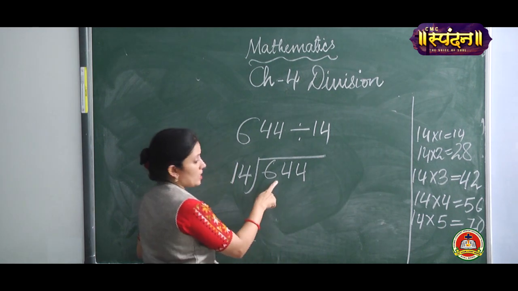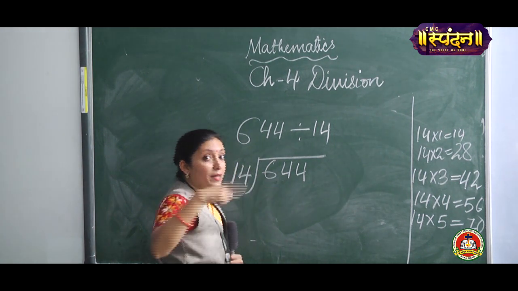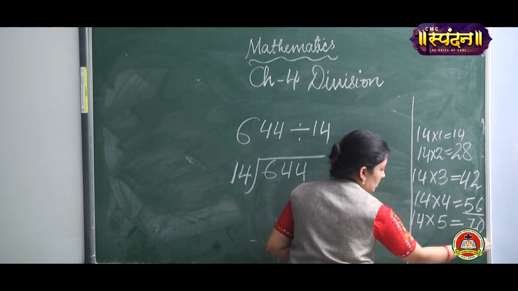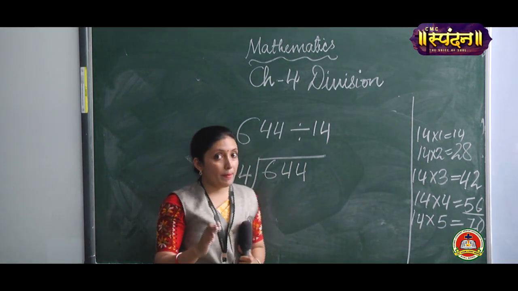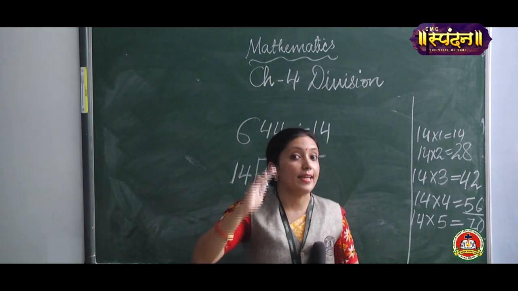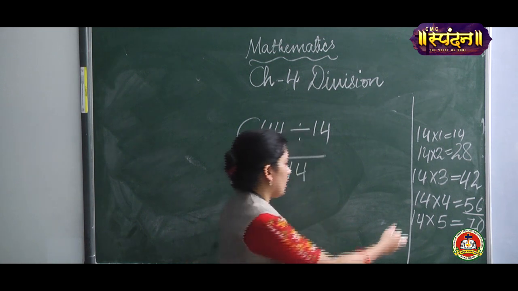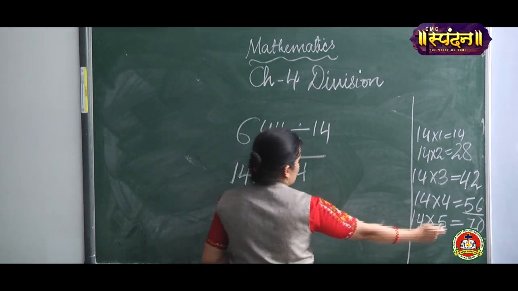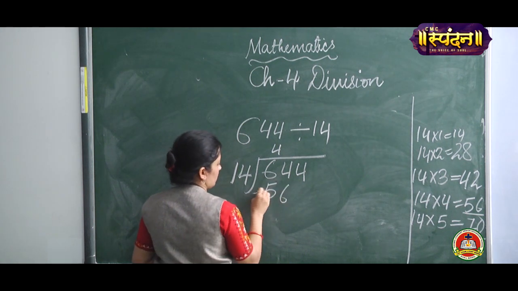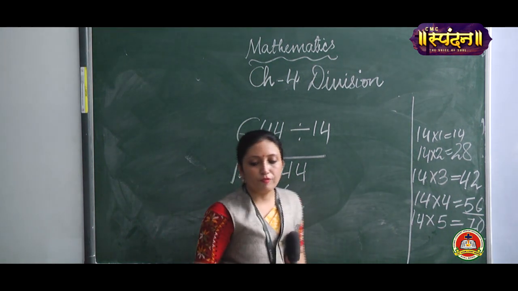Now I see 64 is coming. So what number should I take? That is very important. Should I take 56 or 70? The main thing I have to remember is that it should be either equal to or less than that. I can't take a number which is greater. So it will not be the 5s, I have to take the 4s. 4s is 56.